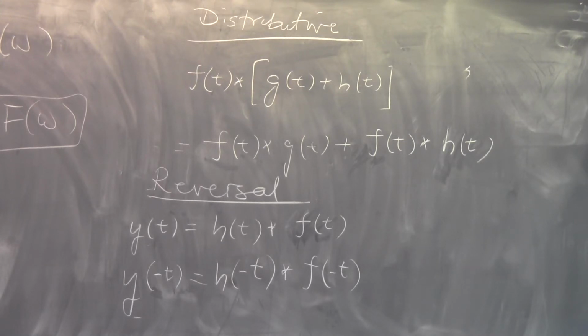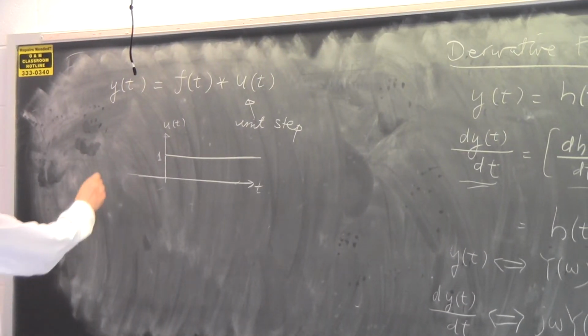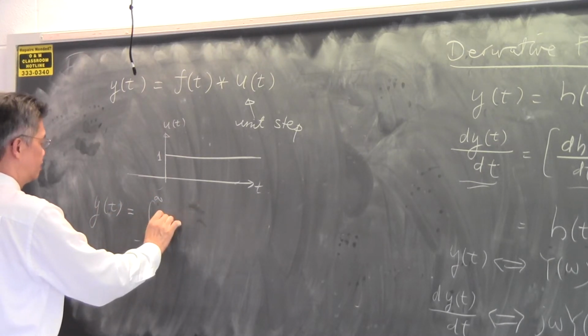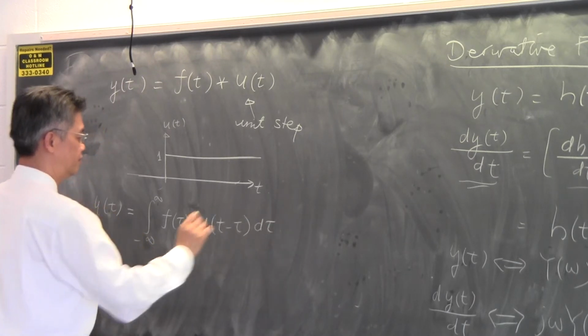Let me do this very simple example. y of t is equal to f of t convolving with a unit step function. This is a unit step function, and by definition, a unit step function looks something like this: 0, 1, and then 0 when t is less than 0. Okay? So if I were to write this out, y of t will be equal to the integral from minus infinity to infinity of f of tau times u of t minus tau d tau.